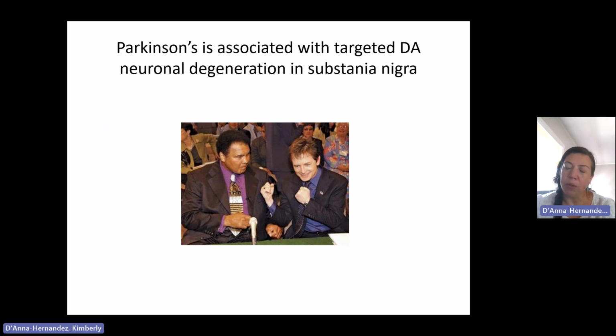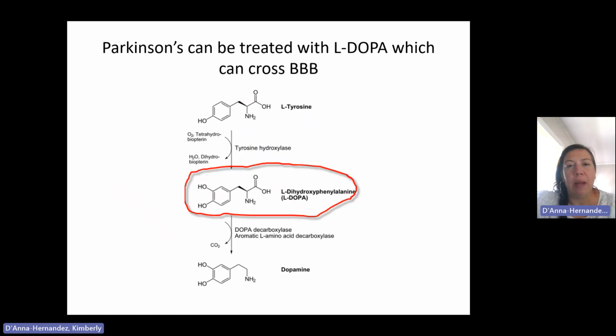Except when they did post-mortem analysis of brains of individuals with Parkinson's, they found that it was white. So that means that they weren't having dopamine there. It can turn it black to break it down. So this is just a picture of Michael J. Fox, who's still alive and has Parkinson's. Muhammad Ali, who actually had traumatic brain injury induced Parkinson's from boxing. He passed away some years ago. Sorry about that. And so Parkinson's can be treated with L-dopa.